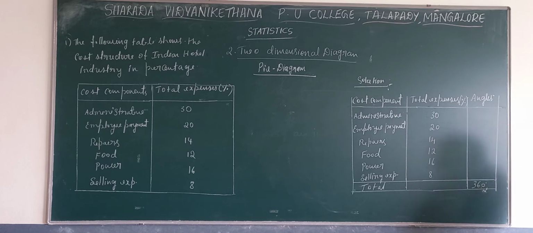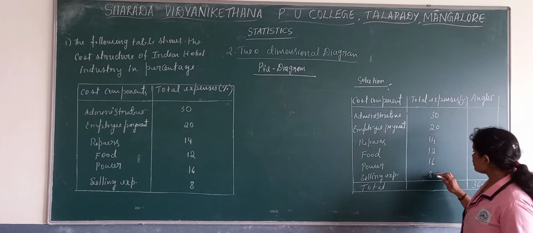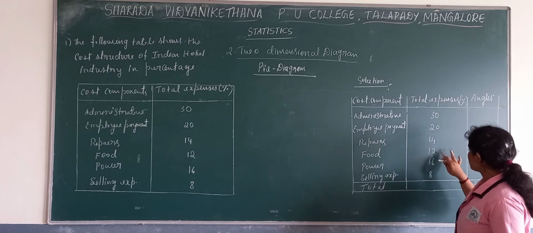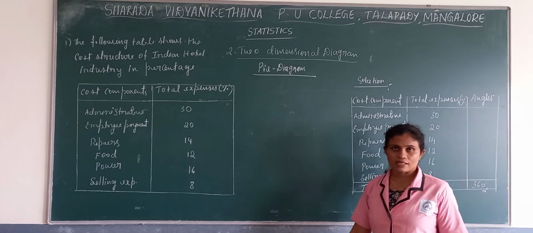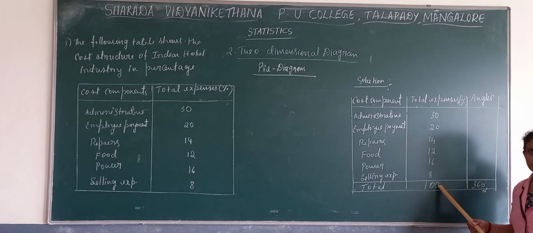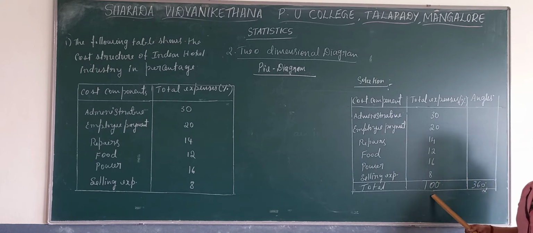After finding out the angles, we need to get a total of 360. Here, for the values, we get a total of 100. It is not necessary that you need to get 100; you can get any value as the total here.